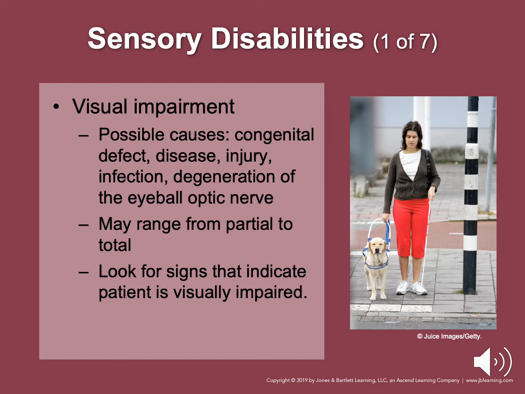Sensory disabilities, visual impairment. Possible causes are congenital defect, disease, injury, infection, or degeneration of the eyeball, optic nerve, or nerve pathway. It may range from partial to total. You may lose peripheral or central vision, and some can distinguish light from dark or discern general shapes. It may be difficult to recognize. Look for signs that indicate the patient is visually impaired. As you can see, there's a seeing eye dog here, also a cane here.